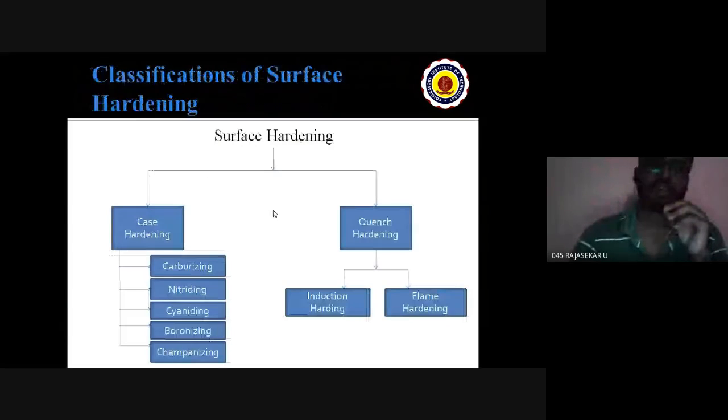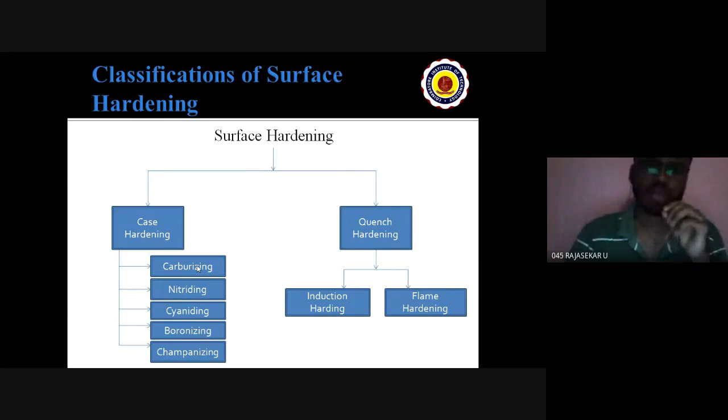Here, it is a uniform hardness from the core to the outer surfaces. Then the classification of surface hardening techniques. It is broadly classified into case hardening and quench hardening. Case hardening is further classified into carburizing, nitriding, cyaniding, boronizing, chamferizing. And quench hardening is further classified into induction hardening and flame hardening. In this, we'll be seeing case hardening and its subtypes.